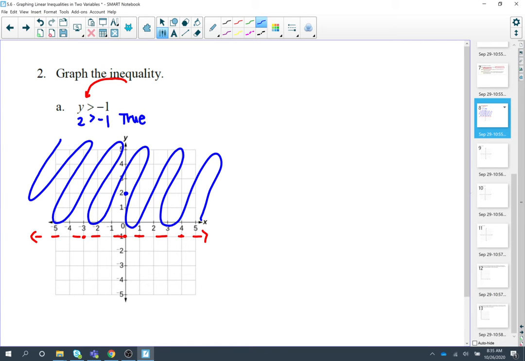So if I say y is 0, 0 is greater than -1, yes. If I say y is 3, 3 is greater than -1, yes. If I say y is 5, 5 is greater than -1, yes. Now, below the line, -2. Is -2 greater than -1? No, it's not. False. Hence, anything down here, not a solution. Anything up here, yes, a solution.